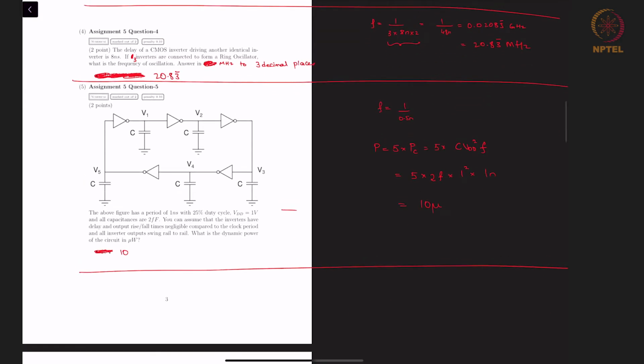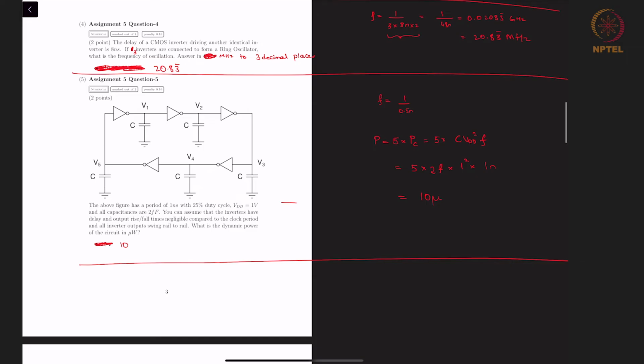Over here we have five inverters connected in a ring oscillator. We are asked to find the dynamic power. The dynamic power comes completely from the capacitance going from 0 to VDD. Since all the capacitances are the same and all the inverters are the same, each capacitance will have the same dynamic power. So it's going to be 5 times P C, that is 5 times C VDD square F, and that just works out to 10 microwatt.